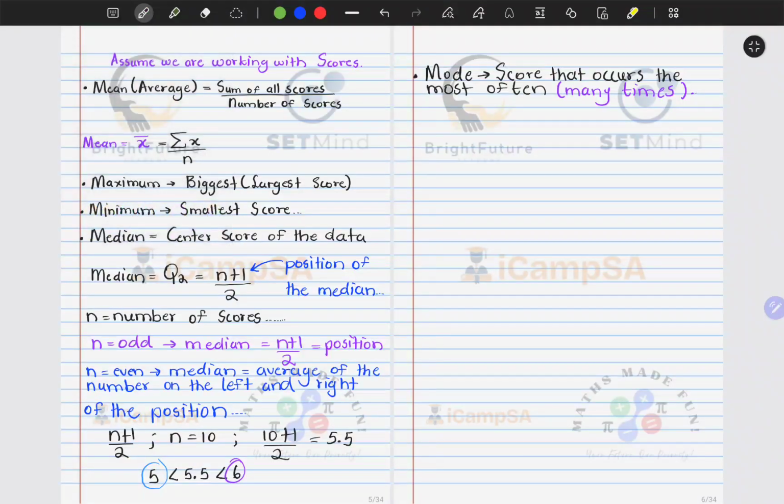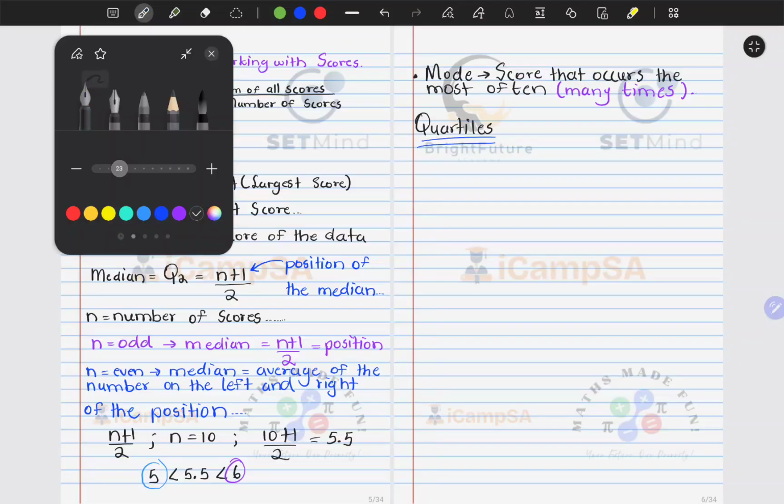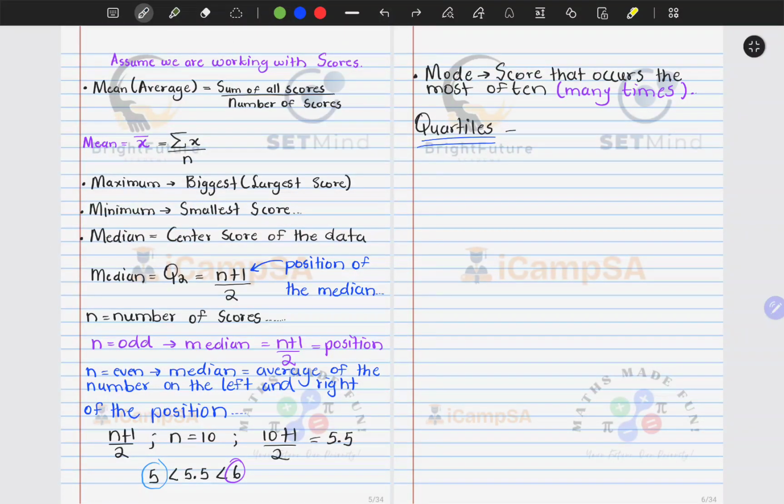Okay. And then what we need to speak of is quantiles. So let's have a look at quantiles. Not quantiles, but quartiles. What you need to remember about quartiles is that we have 3 of them. So we have the first quartile, and the first quartile is also known as the 25th percentile. We'll explore what this means later.